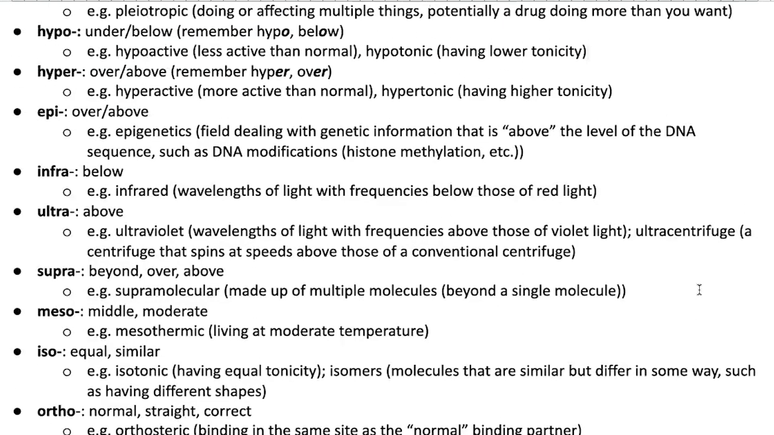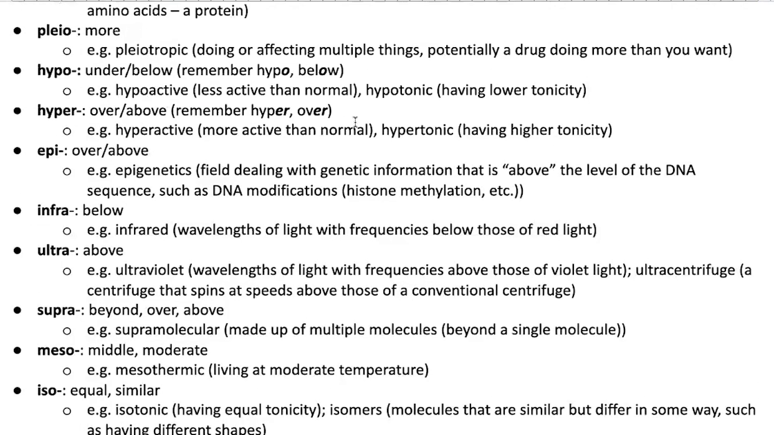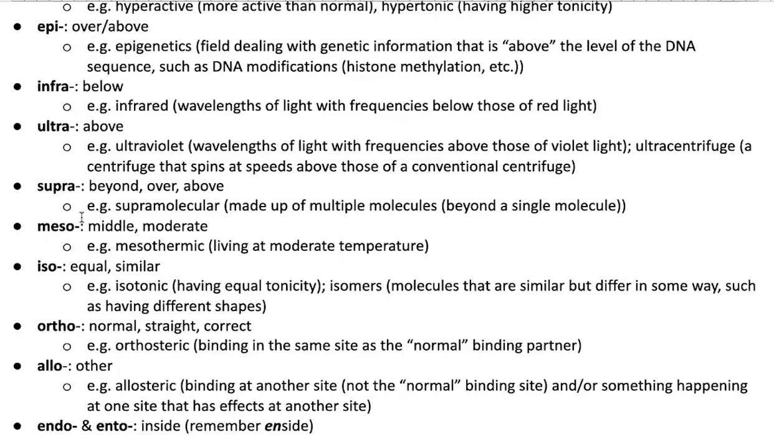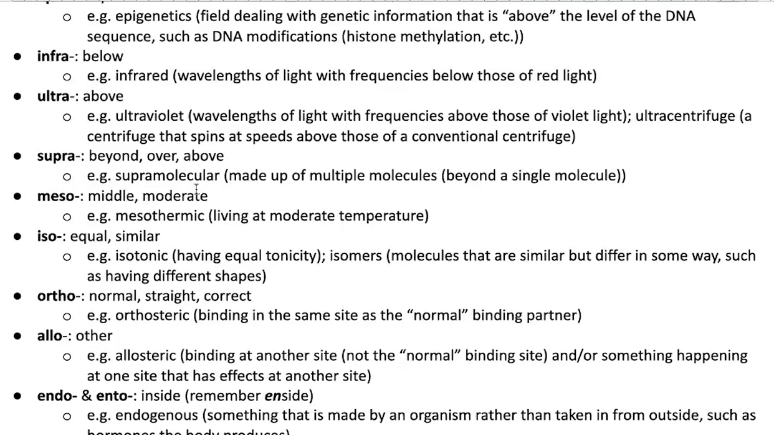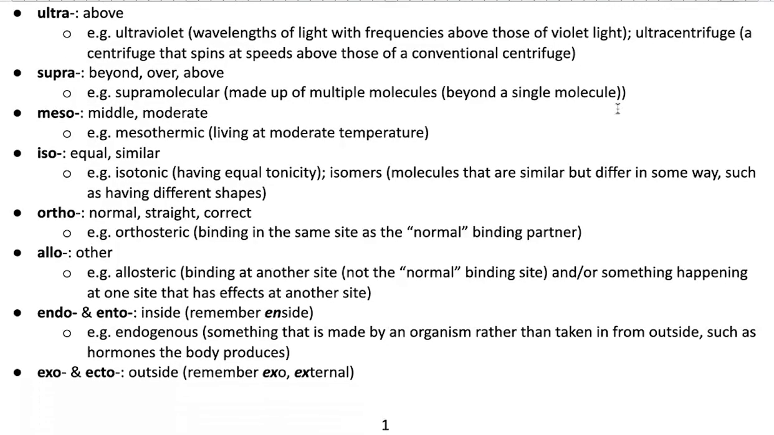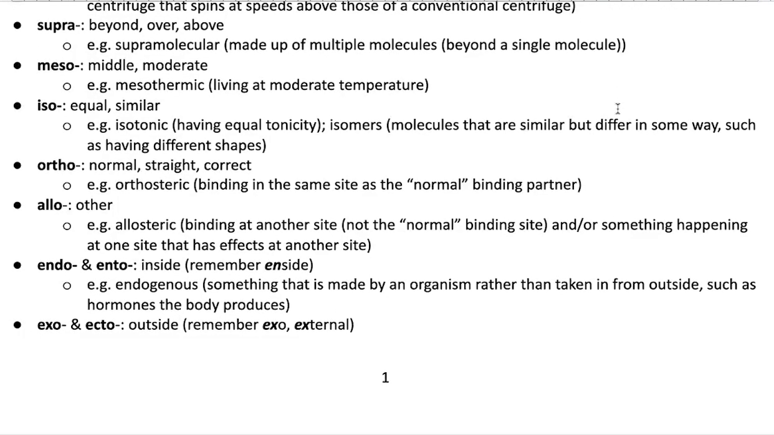So we have these multiple terms that kind of mean the same thing. So if we're talking about below, we're going to see hypo or infra. If we are talking about above, we'll see hyper, epi, ultra, or supra. So supra also means beyond, over, or above. So if we're thinking about supramolecular, that means that it's made up of multiple molecules, not just one, but beyond one. Another term you'll see is meso, so middle or moderate.